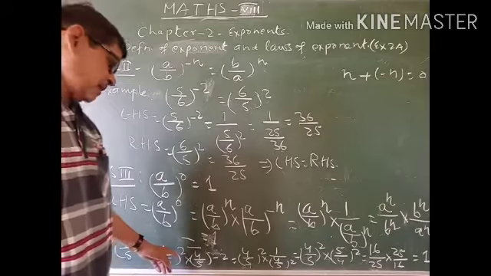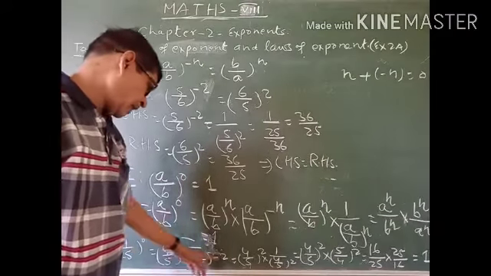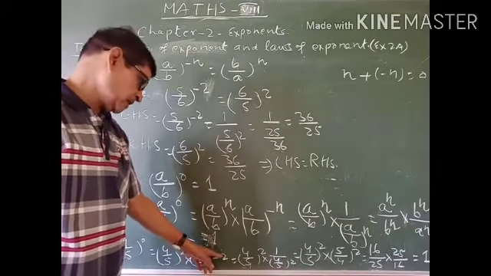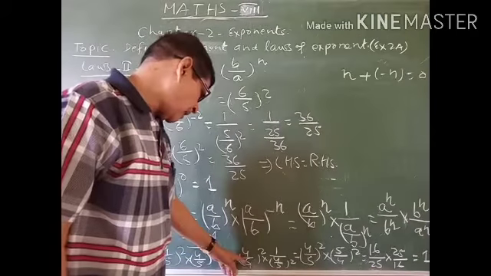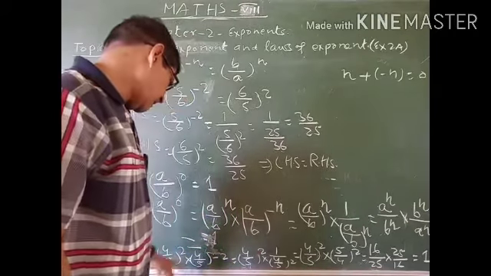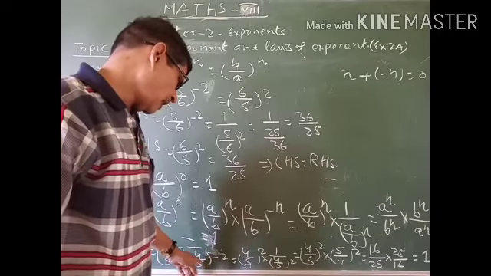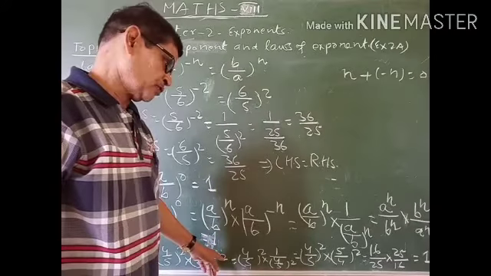Here I have taken the value of n equal to 2 minus 2. If you add 2 and minus 2, it will give you 0. Now come here, (4/5) to the power 2 into the reciprocal of (4/5) to the power 2, to make this exponent positive.